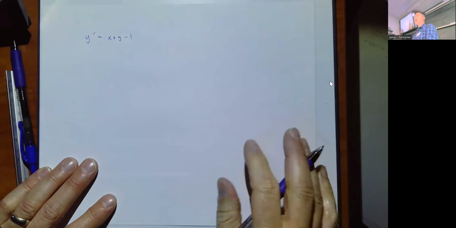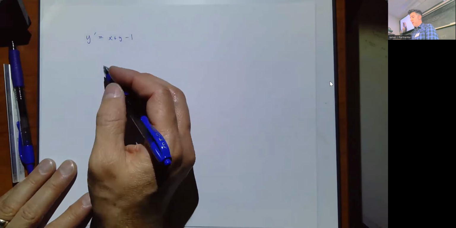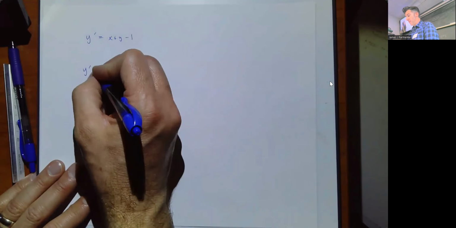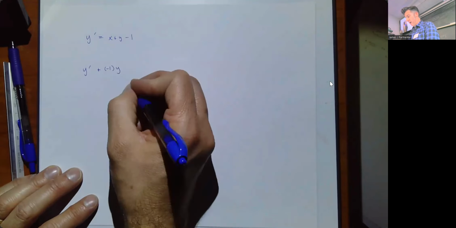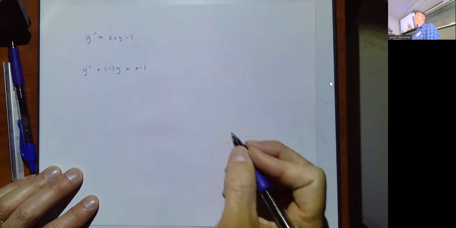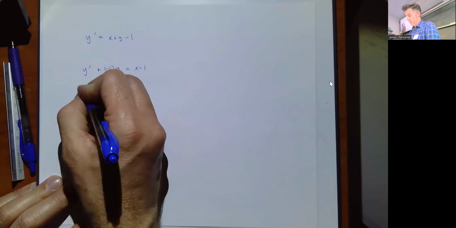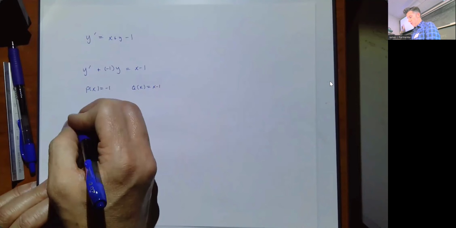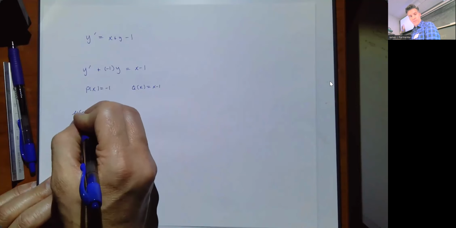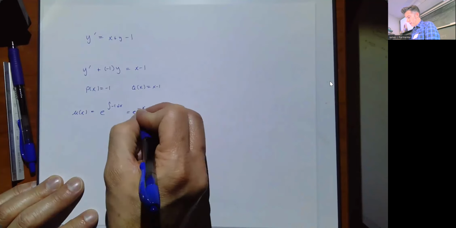Let's take a look at our differential equation here. This is definitely not separable. Again, the x plus y here is problematic. So we're going to write this as y prime plus -1 times y equal to x minus 1, just to make it really obvious that p of x is -1. So p of x is -1, q of x is x minus 1. So our integrating factor is e to the integral of -1, which is e to the negative x.